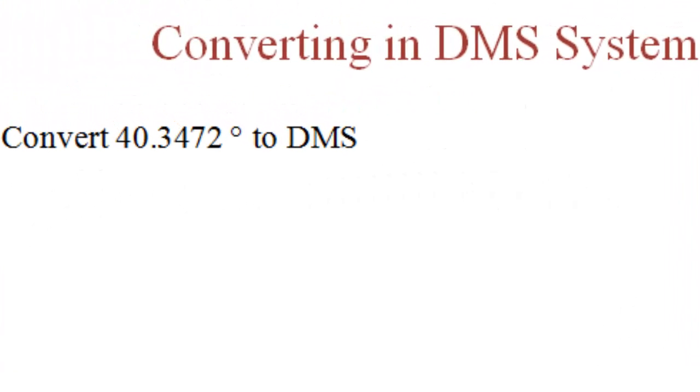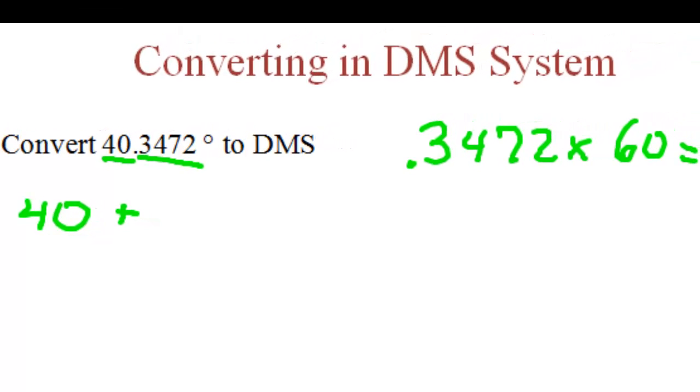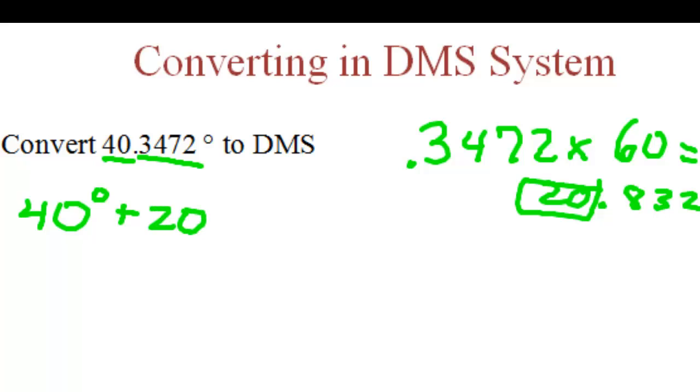Let's convert 40.3472 degrees to degrees, minutes, and seconds. So starting off, we've got 40 degrees. And then we take the 0.3472 and multiply that by 60. And if you do that on your calculator, you would find 0.3472 times 60 is equal to 20.832. So now we're going to take the 20. So it's 40 degrees, 20 minutes. We don't actually need the plus sign there.